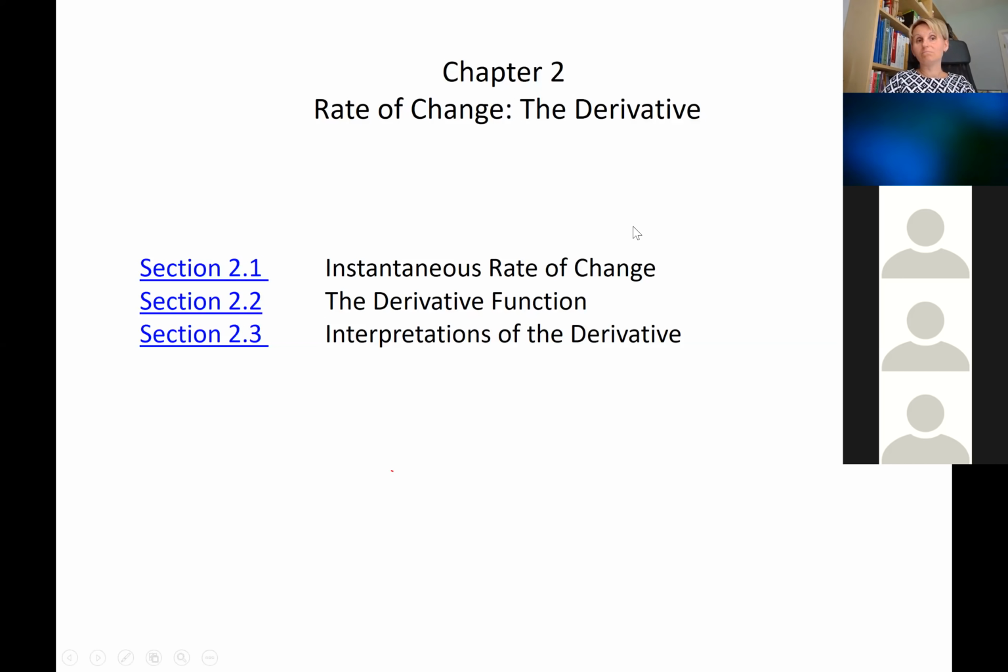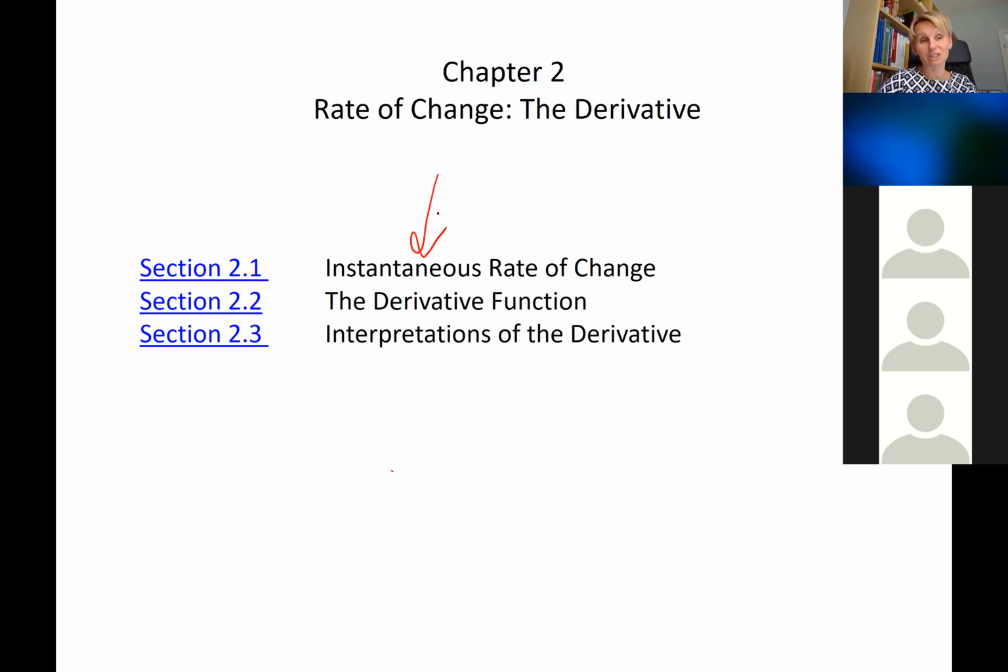Okay, welcome to the week. I believe this is week 4, but this is lesson 3. That's when we start chapter 2 this week, and chapter 2 talks about rate of change. And the most important and new concept is the instantaneous rate of change.